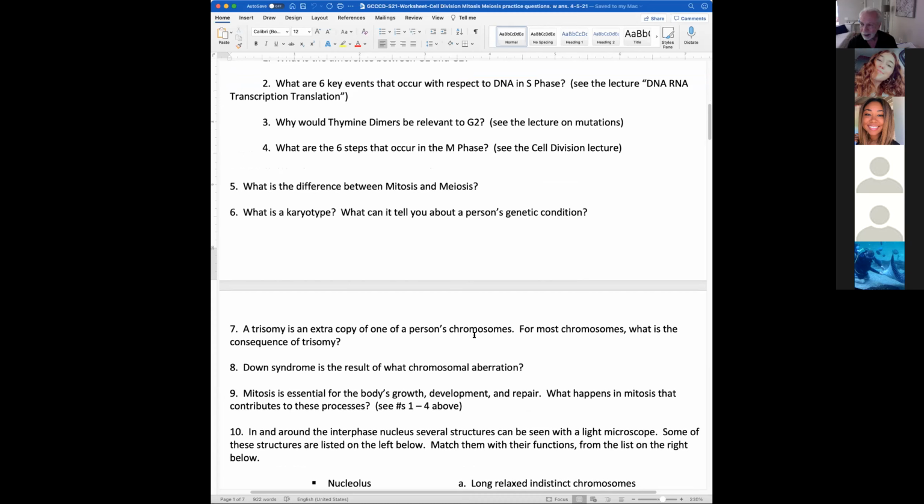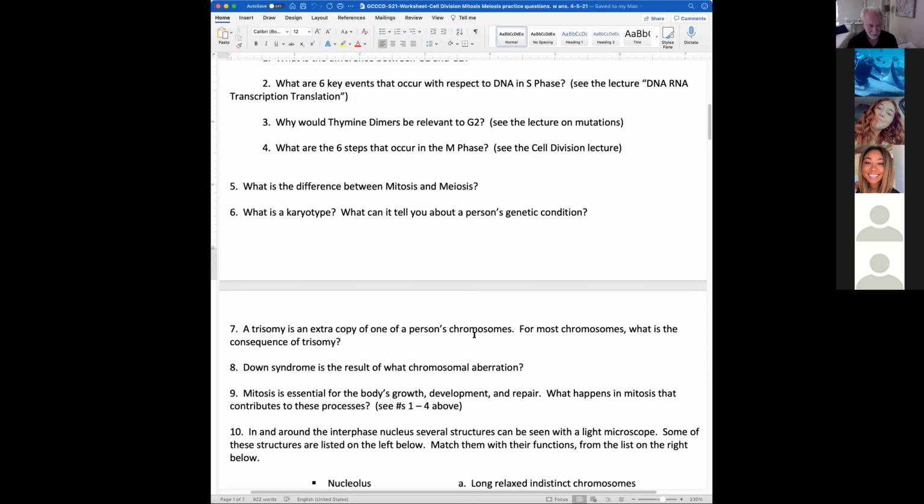I can do this one. I think that the consequences could be diseases within the child or a miscarriage or health problems. Yeah. And so, for example, Down syndrome. That's question 8. Down syndrome is the result of what chromosomal aberration? It's the one we were just talking about, isn't it? It's a trisomy of chromosome 21.